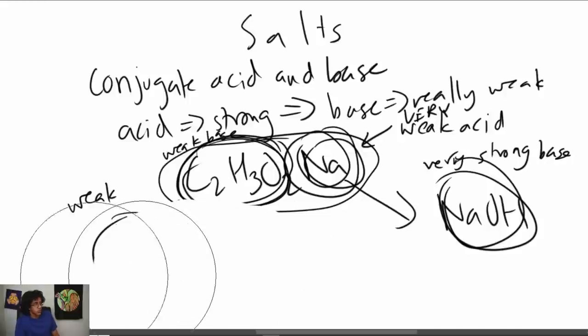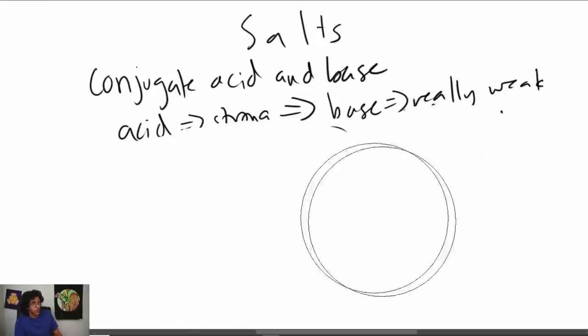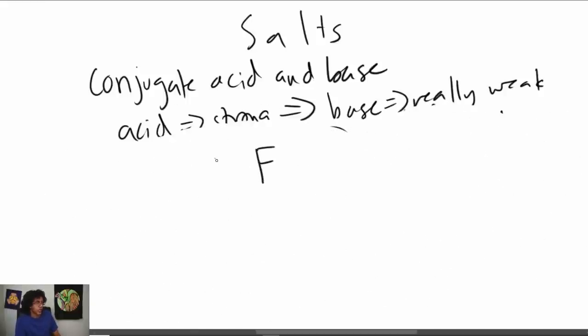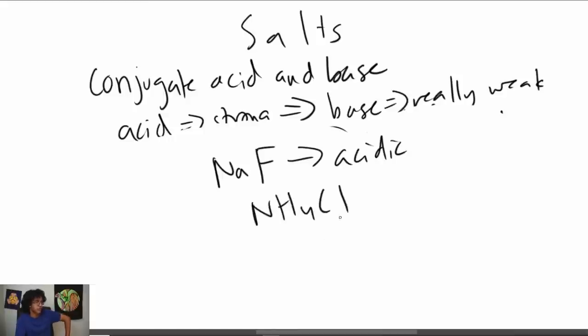So just to give you guys a couple more examples, right? We basically could have NaF, right? So once again, we have something from a weak acid and something from a weak base. But because it's conjugate, we flip it, right? Because this comes from a strong base, you would expect this whole thing to be basic, right? But essentially, it's a conjugate of that, so we actually have to take the opposite, which is why this is actually acidic. Another example is NH4Cl, right?